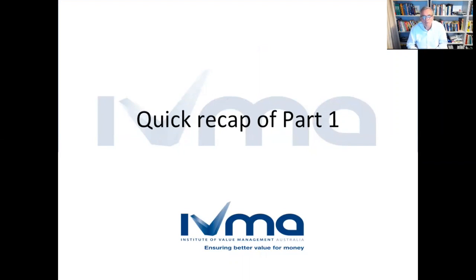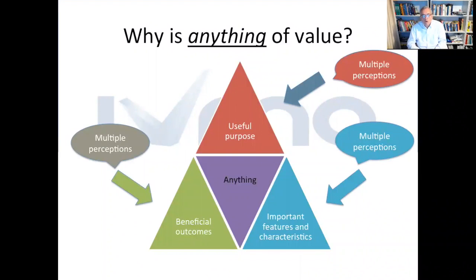First, a quick recap of part 1. The most important part of part 1 was this value triangle. This value triangle captures 3 separate factors: useful purpose, beneficial outcomes, and important features and characteristics. It's the combination of those 3 factors that helps us to identify the value of literally anything, whether that anything is this little gadget in my hand that's used for moving these PowerPoint slides on, or whether the anything is a whole new road scheme or a new hospital or whatever it might be.